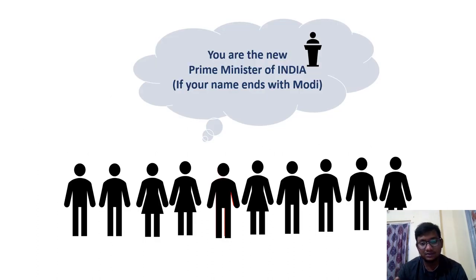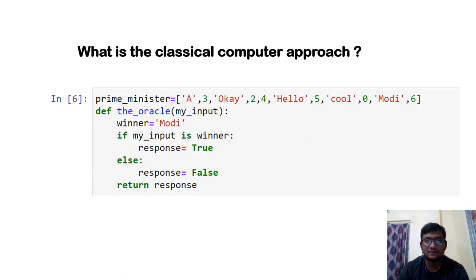Let's understand this process with some simple examples. Suppose we have a group of men here, and the announcer is announcing that you are the new Prime Minister of India if your name ends with Modi. But we don't know whose name is ending with Modi. Again, this is an unstructured thing. We don't know the order or where the man is standing. So let's apply Grover's algorithm.